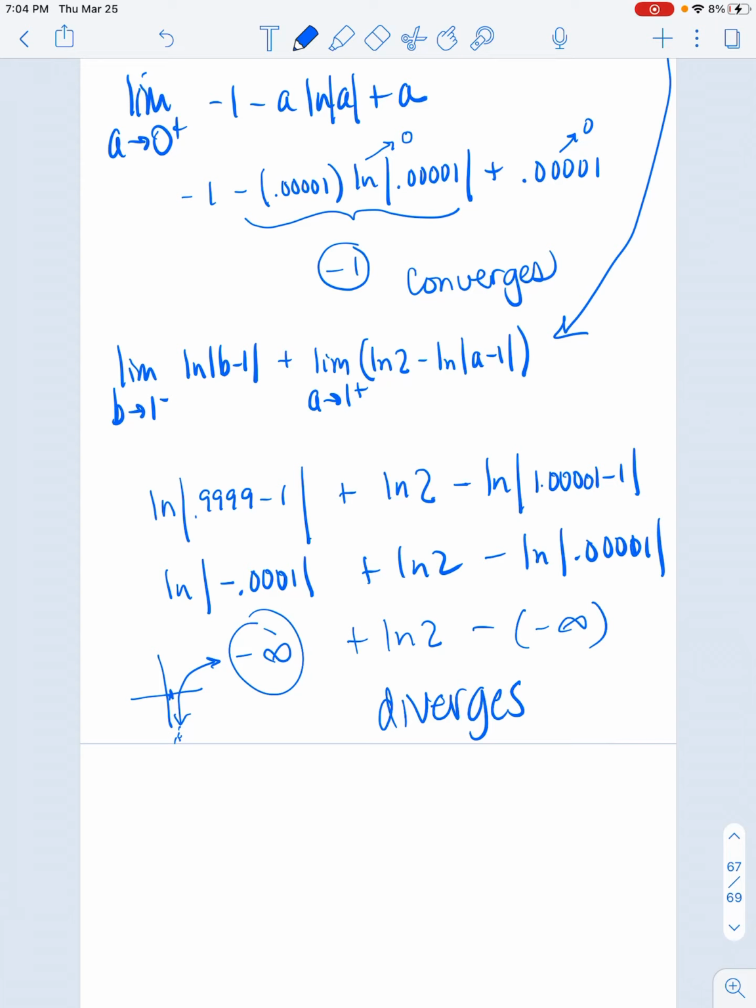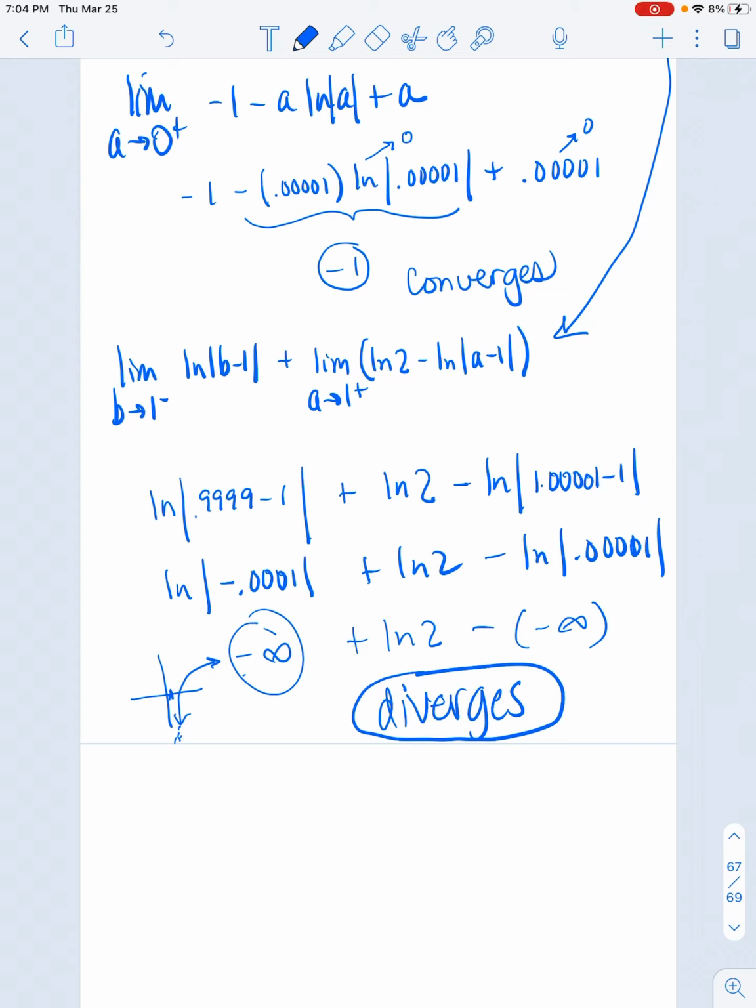Okay, even though it almost looks like, wait a minute, this is negative infinity and positive infinity, they're going to cancel, I get ln 2. It doesn't work like that in the real number system. If any of these answers go to infinity like that or negative infinity, then your limit is going to diverge. Okay, so therefore, the answer to this diverges.